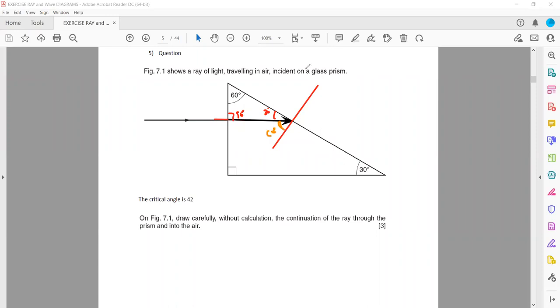So if this angle is 60, this angle is now the incident angle, and it is more than the critical angle. If the angle of incidence is more than the critical angle, then there will be total internal reflection, meaning all of the light ray is reflected back in the same medium. So what will happen? It will reflect back in the same medium with an angle of 60 degrees. So it will bounce back here with the same angle of 60 degrees.